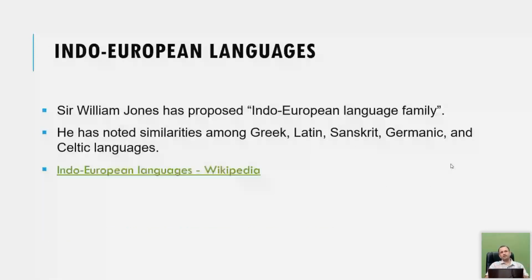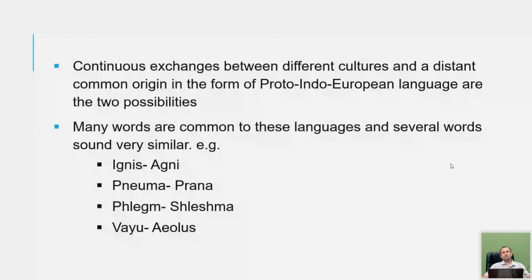And if you read what is Indo-European language, right? Sir William Jones has proposed the Indo-European language family, and he has noted similarities among Greek, Latin, Sanskrit, Germanic, and Celtic languages. Those who are interested can go through the Indo-European languages page on Wikipedia. And so there are two possibilities, or both simultaneously are possible.